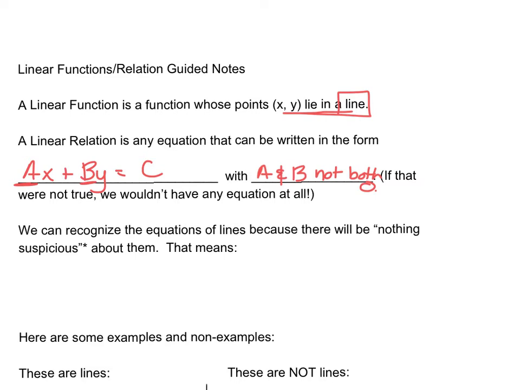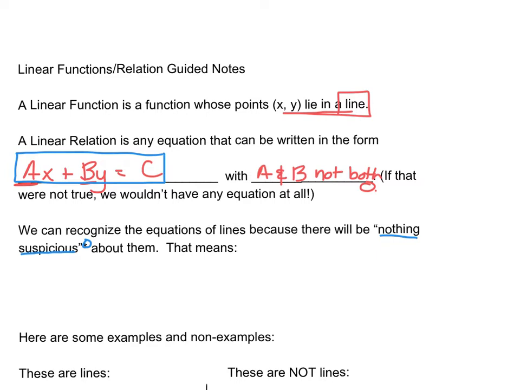So this form of the equation is not really what we've looked at yet. This is called standard form of a linear equation. And we want to notice a couple of things. We'll recognize these equations as being linear equations because there's nothing suspicious about them. And there's a little asterisk here. I had a student once who referred to them that way. There's nothing suspicious about them. We recognize it's a linear equation.